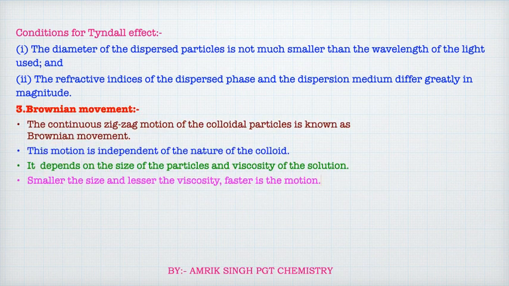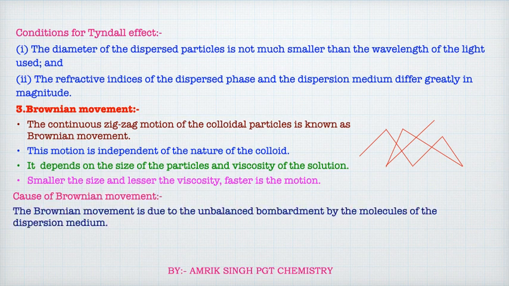The next property of colloidal solution is the Brownian movement. The continuous zigzag motion of colloidal particles is known as Brownian movement. This motion is independent of the nature of the colloid. It depends on the size of particle and viscosity of solution. The smaller the size and the lesser the viscosity, the faster is the motion. Let's see the animation. Colloidal particle moving on zigzag path. This is known as Brownian movement.